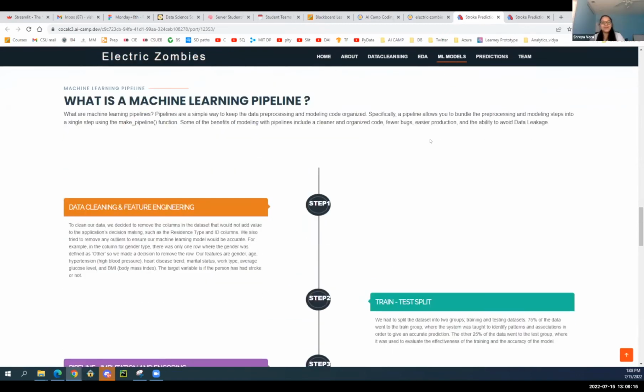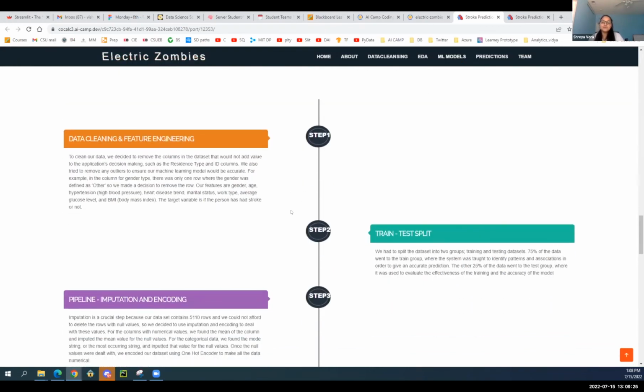A machine learning pipeline is a simple way to keep the data pre-processing and modeling code organized in a single line of code. Our first step is data cleaning and feature engineering. We remove the outliers in our data and the ID and residence type columns. Our features include gender, age, hypertension, average glucose level, and BMI. And our target variable is if a person will have a stroke or not.